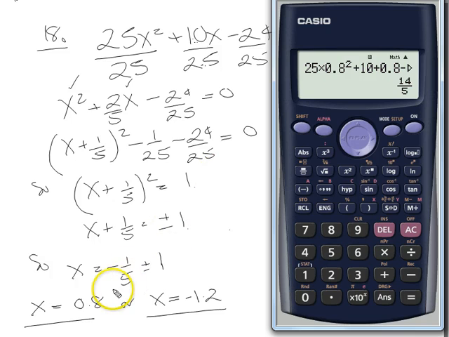So 0.8 seems alright to me. So we've got 25 times 0.8 squared plus 10 times 0.8. Yeah? Oh, see it? I typed plus 0.8. You need times. There's where the mistake was. Minus 24 equals, yeah, 0.